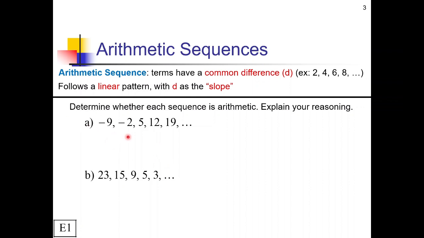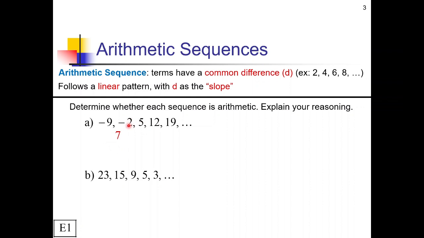All right, let's deal with part A first. So finding the common difference. So let's just subtract each pair of terms and see if we keep getting the same number. So negative 2 minus negative 9, that's a little tricky, but that's negative 2 plus 9. So that's a difference of 7.